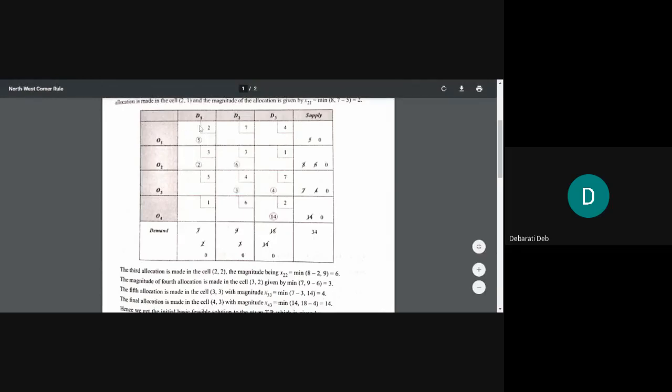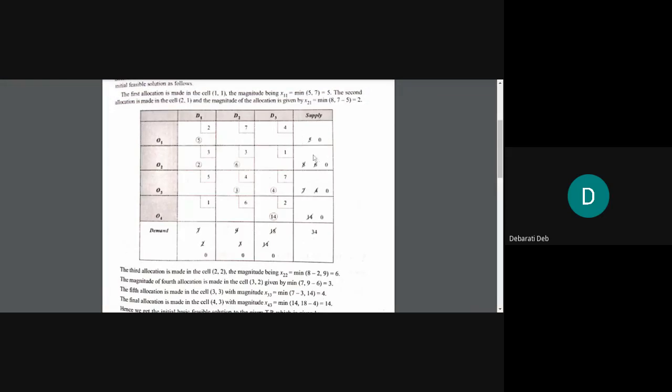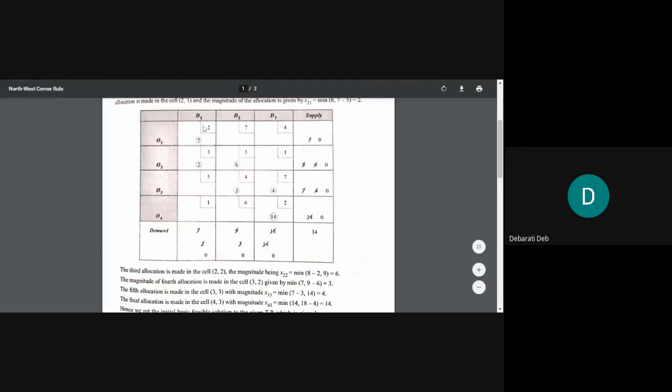Okay. Now we should calculate the total cost. How to calculate total cost? We had allocated the number of units and put a circle, and there is a number in the boxes also. It was already there in the cost part. While allocating, this box's number should not be taken into consideration. Only the supply total and demand total should be taken into consideration. But now we will take the box numbers into consideration in order to calculate the total cost.